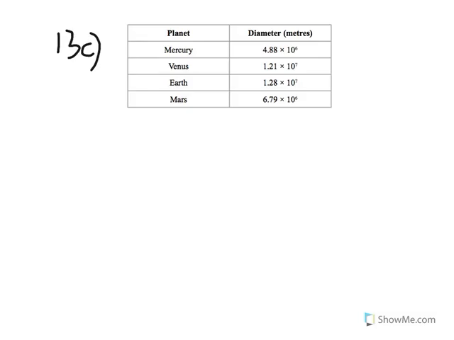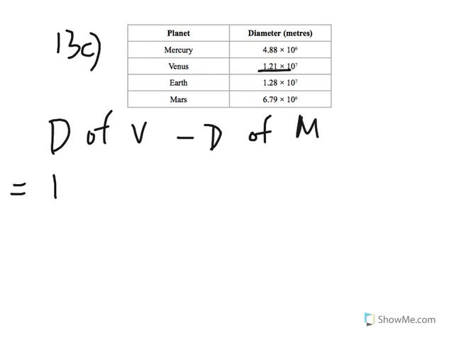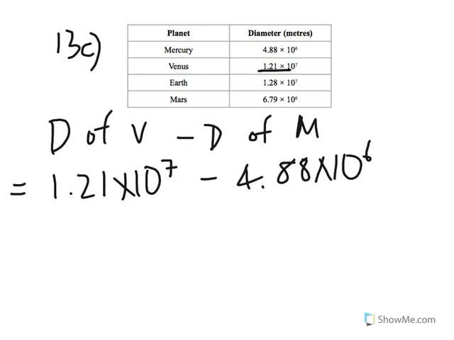Alright, for question 13c, you have to calculate the difference in meters between the diameter of Venus and the diameter of Mercury, and give your answer in standard form. To find the difference, you do diameter of Venus minus diameter of Mercury. Referring to the table, that is 1.21 times 10 to the power of 7 minus 4.88 times 10 to the power of 6. Now just put this on your calculator, and you're going to get 7.22 times 10 to the power of 6.